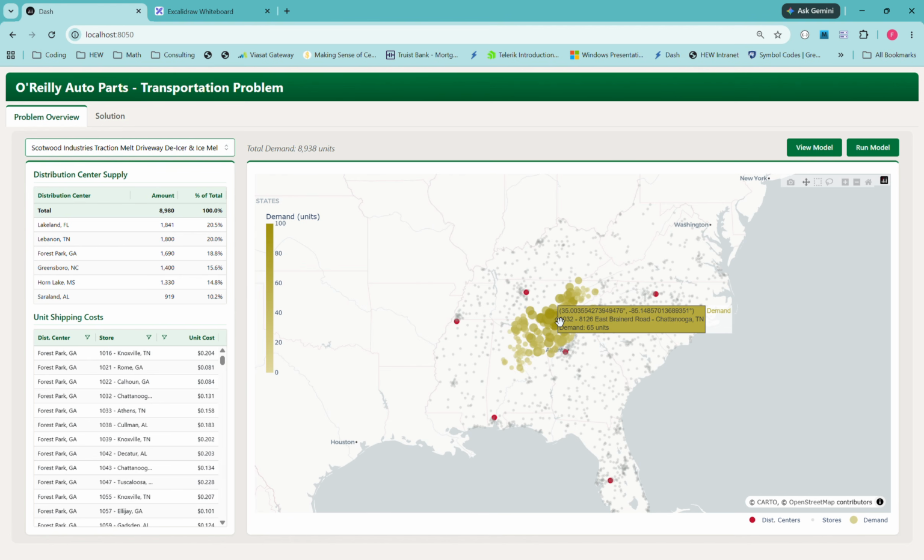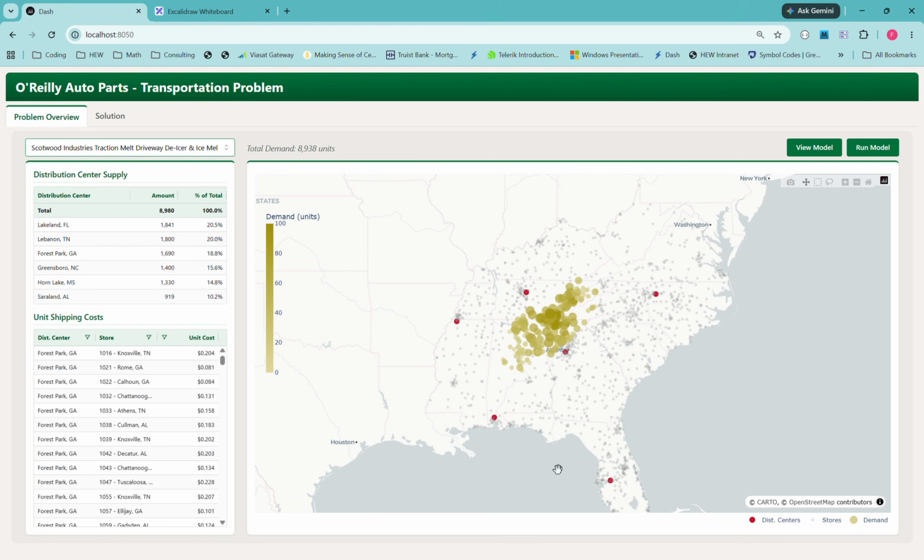Then on the supply side, you'll notice that there are some red dots here. The red dots represent locations of distribution centers. In this case, there are 6 of them that we're going to consider: one in Saraland, Alabama, another one in Horn Lake, Mississippi, Lebanon, Tennessee, Forest Park, Georgia, Greensboro, North Carolina, and Lakeland, Florida.